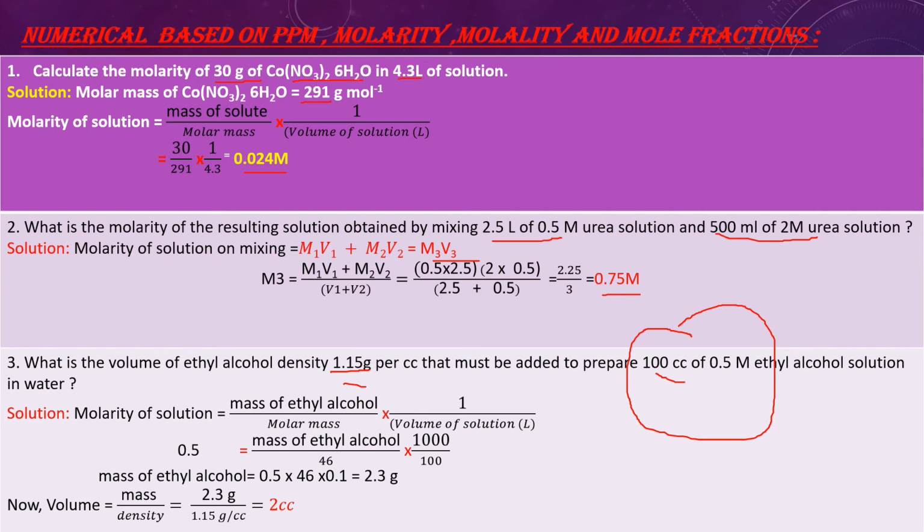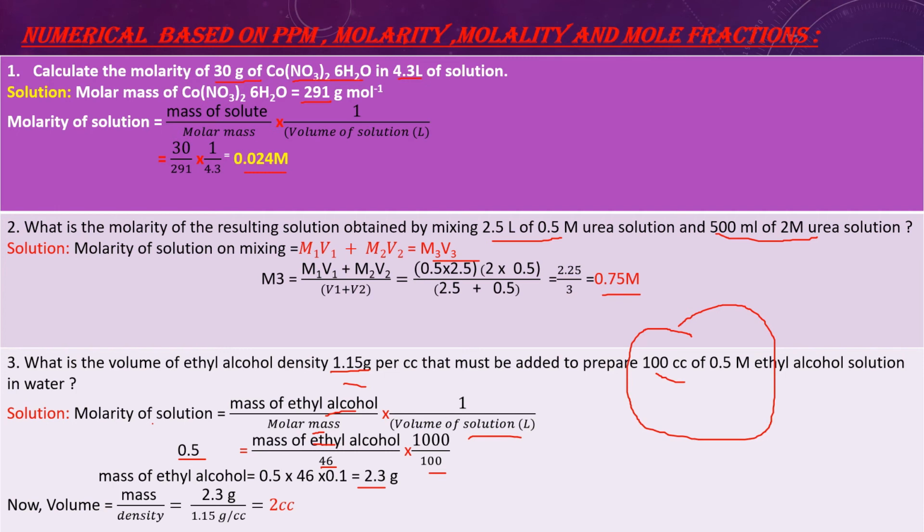Now we know the formula of molarity is equal to mass of ethyl alcohol divided by molar mass into 1 upon volume of solution in liter. Now molarity is given and this is 0.5. Mass of ethyl alcohol you have to calculate. Molar mass of ethyl alcohol is 46 and the volume of the solution is 100. So to convert it into liter, we multiply the term by 1000. Now mass of ethyl alcohol comes to be 2.3 gram when we calculate it.